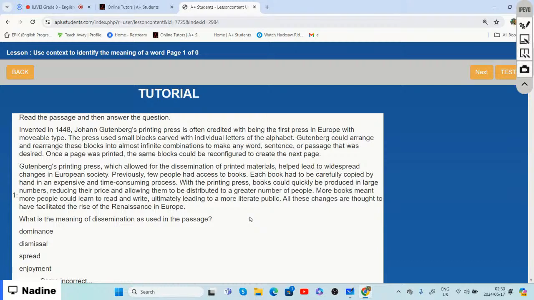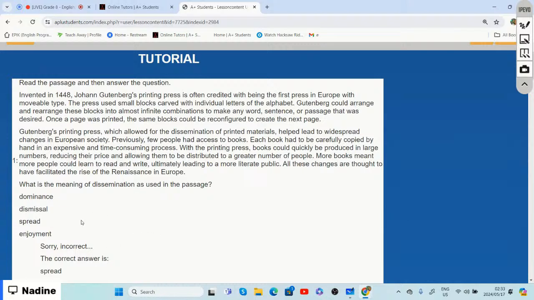All right, so we are to find the meaning of a specific word, and here they say we must read the passage. What is the meaning of the word dissemination as used in the passage? Dissemination. And dissemination is used within the text. It says Gutenberg's printing press allowed for dissemination of printed materials, which helped lead to widespread changes in European society, right? So dissemination, does it mean dominance, dismissal, spread, or enjoyment?